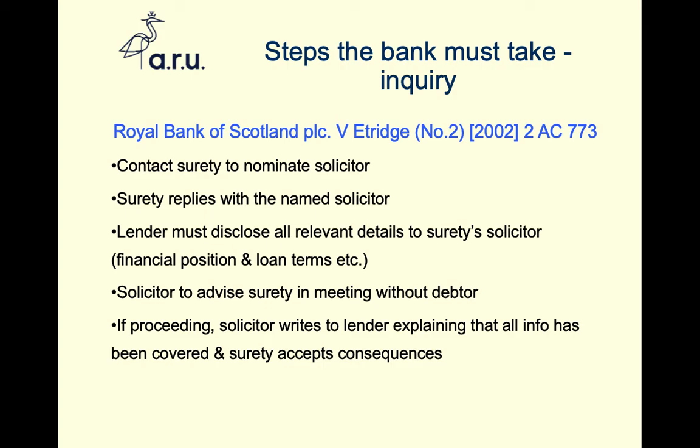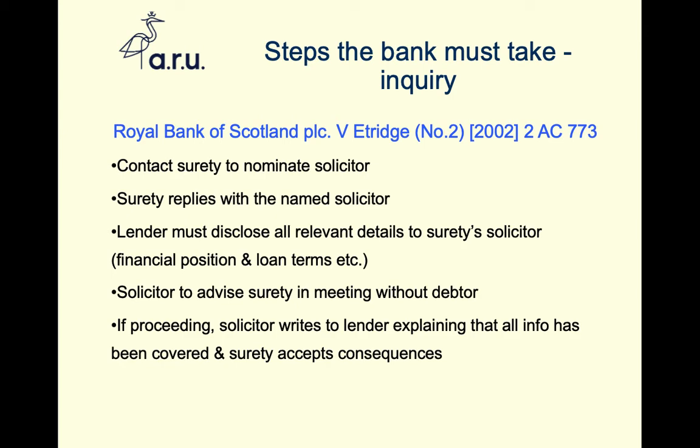And these are the steps of inquiry. So these are set out in Etridge as the things that a bank has to do. The bank will contact the second signatory, the surety, to nominate their own independent solicitor. So the wife will be contacted in Etridge to nominate a solicitor. The wife then replies to the bank with the name of her solicitor.